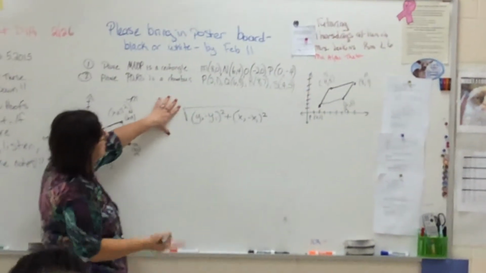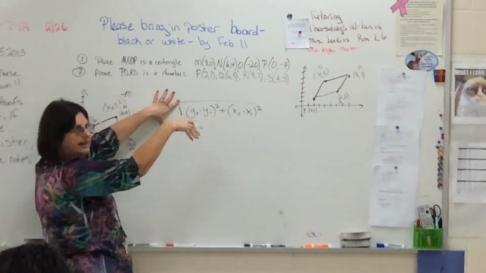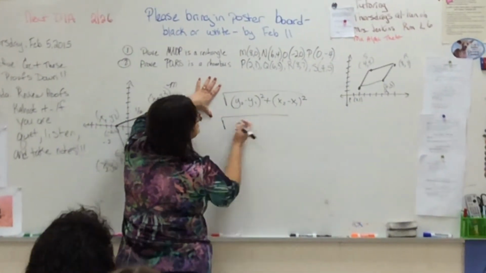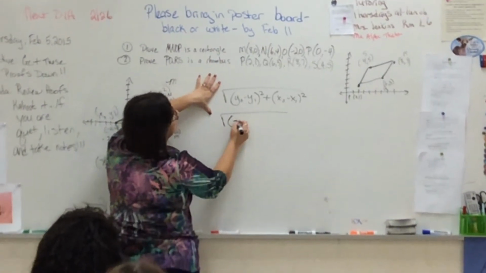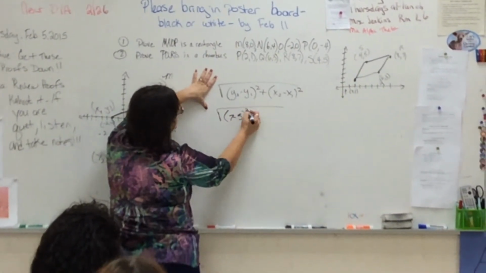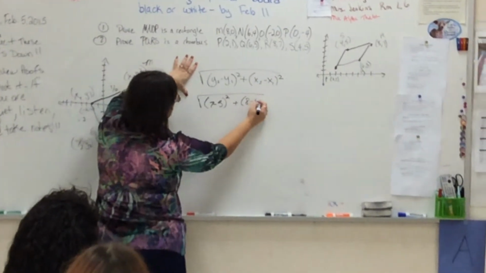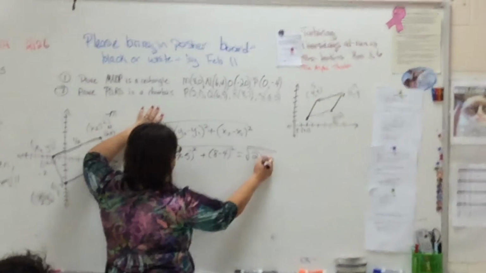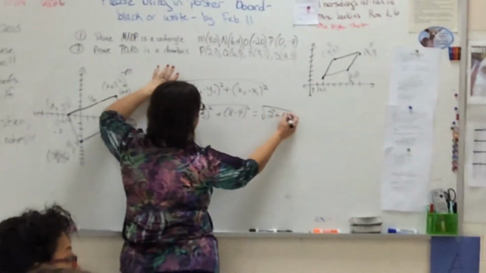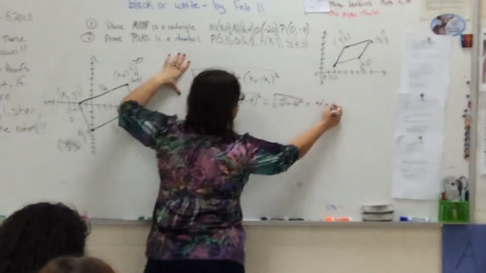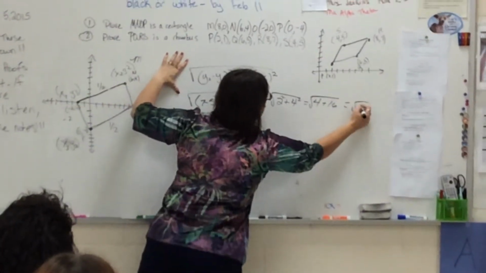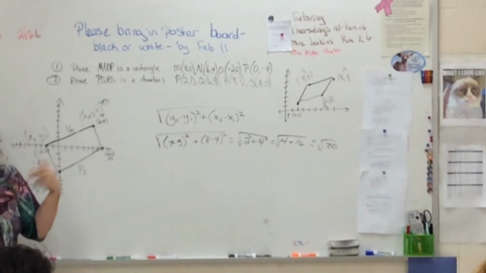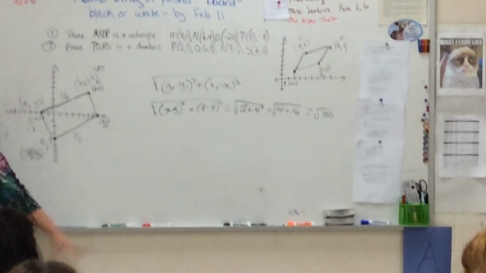So we'll check SR first. And once again, it doesn't matter which ones you make your ones and your twos as long as you're consistent. So I've got the square root of 7 minus 5 squared plus 8 minus 4 squared, which is the square root of 2 squared plus 4 squared, which is 4 plus 16, which is the square root of 20. Now, I don't have to break that down because all I'm trying to do is find out if the sides are the same or if they're different.